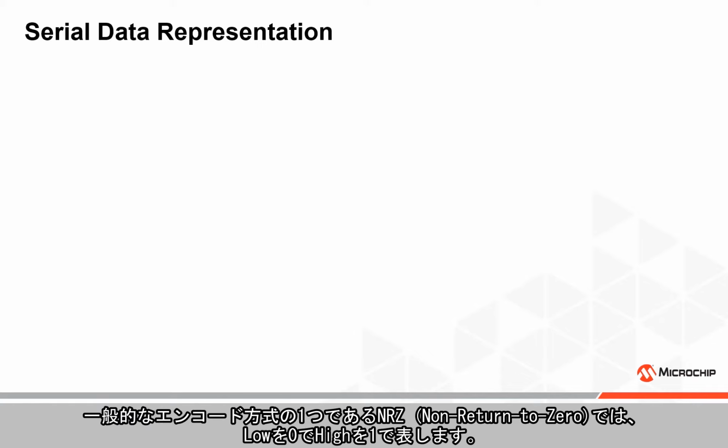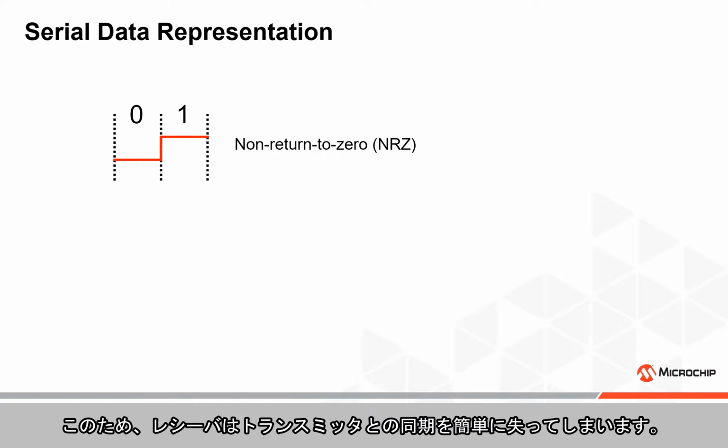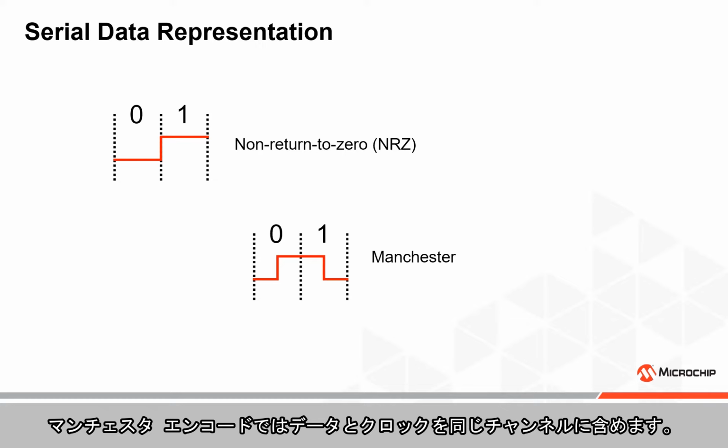Serial data can be represented in many different ways in digital communication. One of the more common encoding schemes, called non-return to zero, involves using low voltages to represent the value 0 and high voltages to represent the value 1. A problem with this approach is that long sequences of ones or zeros are represented by a constant voltage. The receiver can then easily fall out of sync with the transmitter. This encoding scheme therefore often necessitates an extra communication channel to enable the transmitter to share its clock with the receiver. In the Manchester encoding scheme, both the data and the clock are included on the same channel.